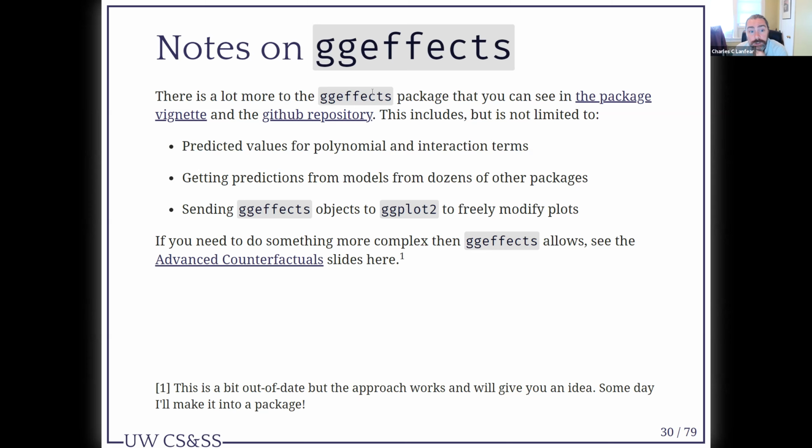So other things it can do that I didn't show: it can get predicted values for polynomial and interaction terms. If you have complicated models with nonlinear terms in them, it will happily plot correct predicted values for them, and importantly, correct confidence intervals for those things, which can sometimes be hard to produce with other methods. Like I said, it can get predictions from dozens of other packages, most of the major packages out there for models. And also, like I said, all the output from ggeffects is ggplot objects, so you can add on to it with literally any ggplot functionality that you know. You can just tag it right on.